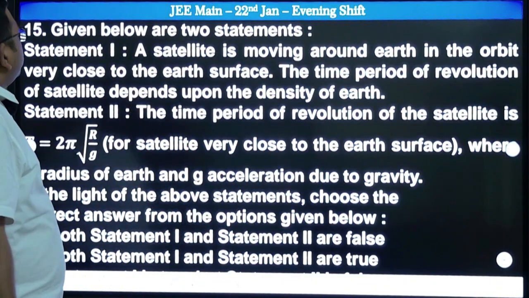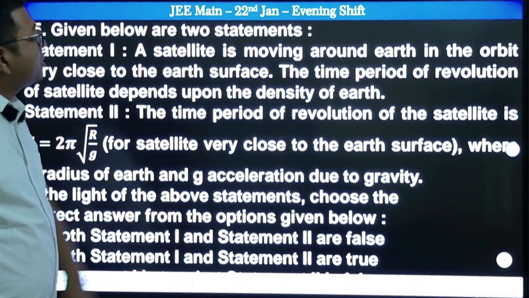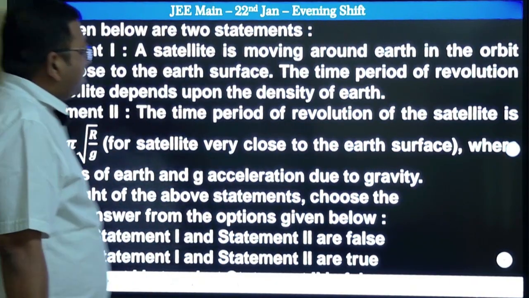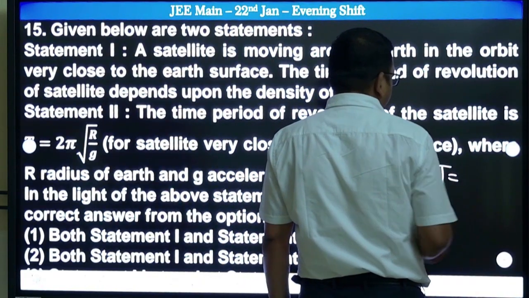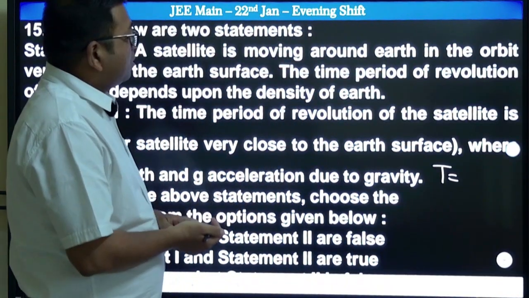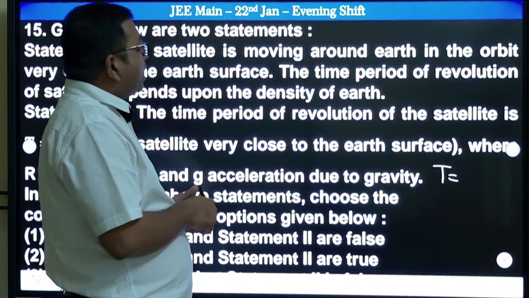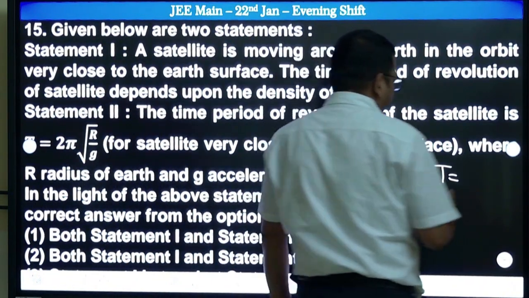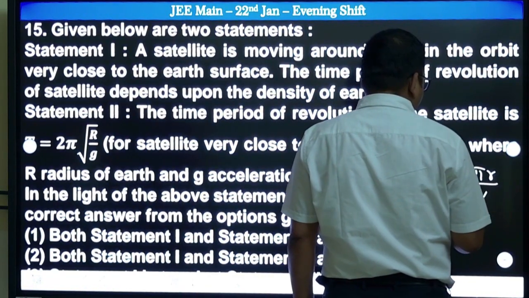Given below are two statements. Statement 1: a satellite is moving around Earth in an orbit very close to the Earth's surface. The time period of revolution of the satellite depends on the density of Earth. What is the time period formula? Does the time period depend on the mass of Earth? Definitely it does. The time period can be written as 2 pi r by v.